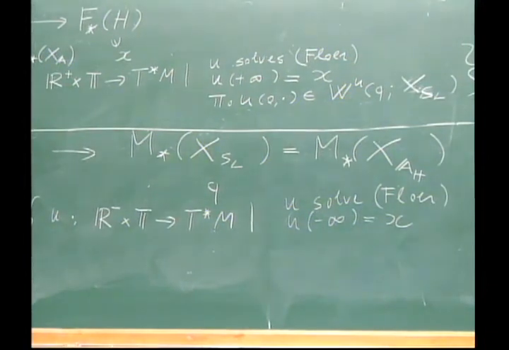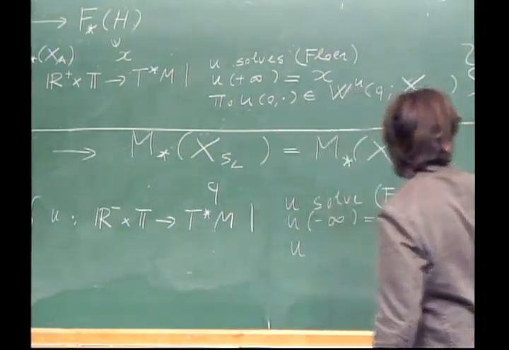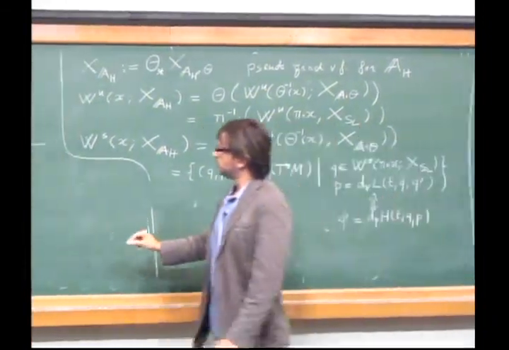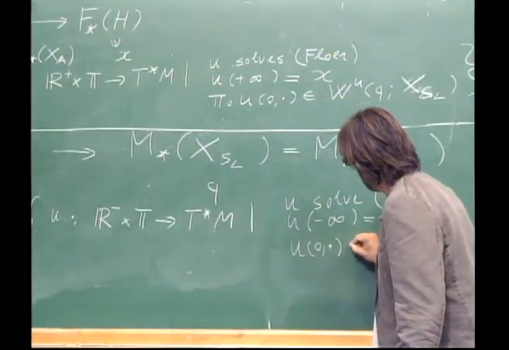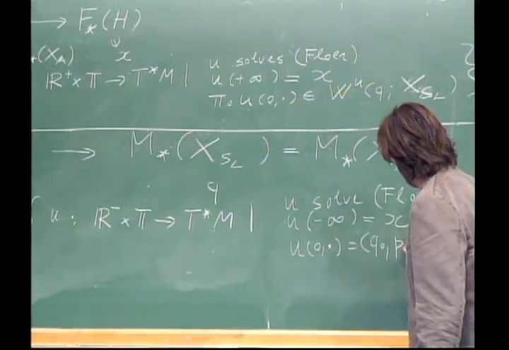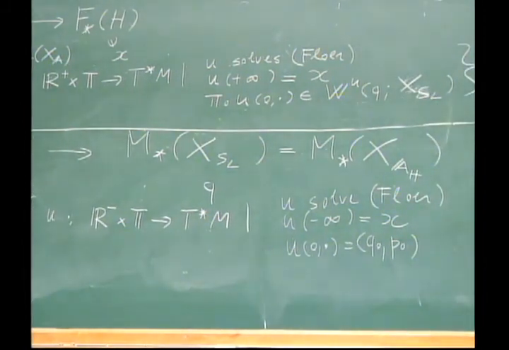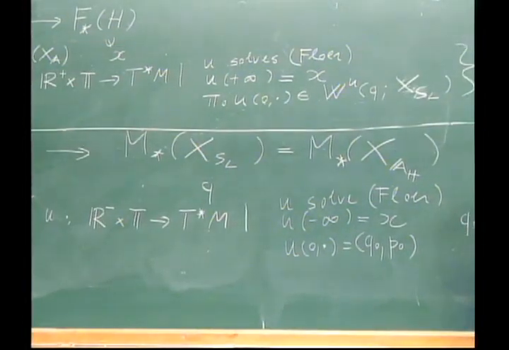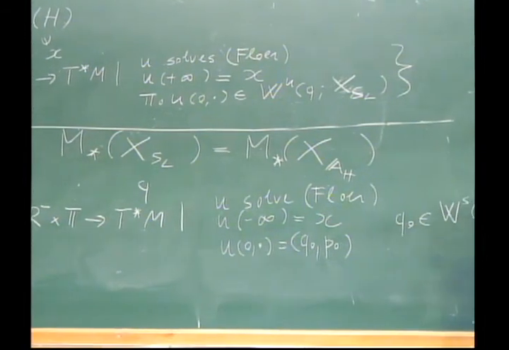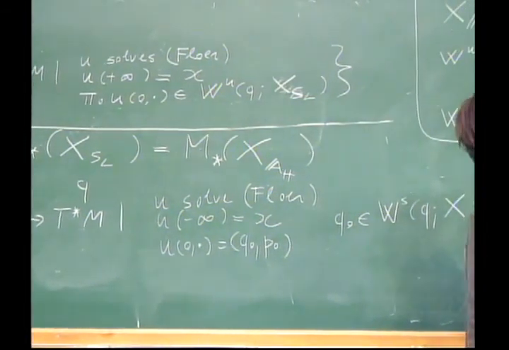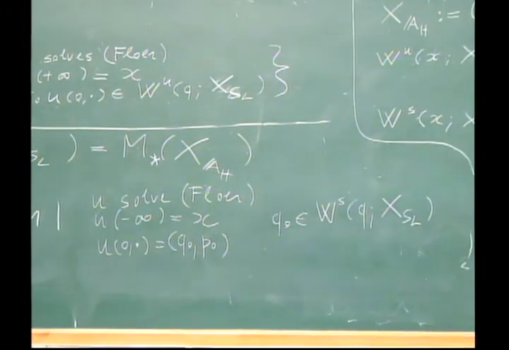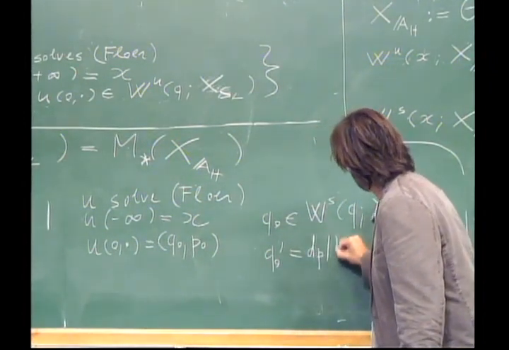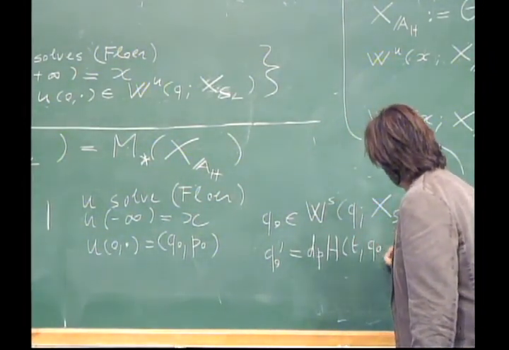And now what is the condition? The condition is that if I can read it from here. I want U at time 0. So let's write that U0 dot, let's call this Q naught P naught. I would like this to satisfy this equation. So Q naught should be in this finite codimensional manifold, Vs Q with respect to X SL, and P naught should satisfy, for instance, this equation here. Q naught prime equal dph T Q naught P naught.